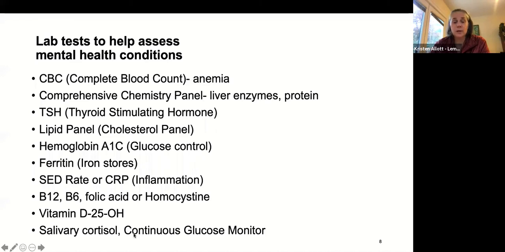So that can go up or down. And if you did a continuous glucose monitor, some people's glucose goes up with stress and some people go down. And some people, it's the type of stress.